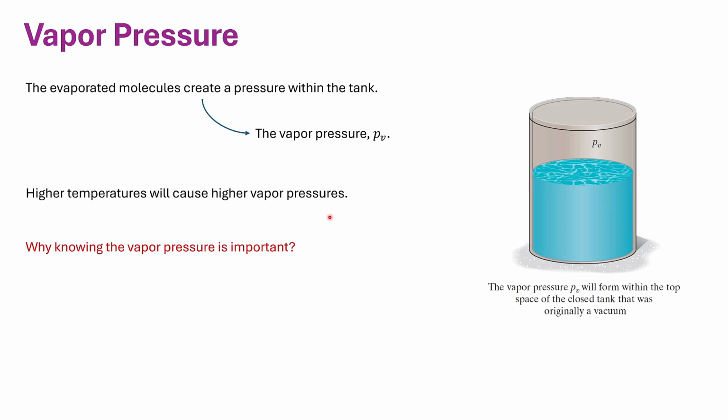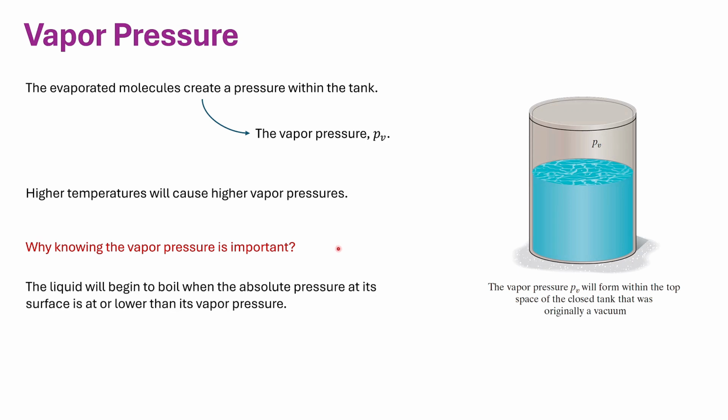So one question here: why is knowing the vapor pressure important? What do you think the answer is? The reason is that the liquid will begin to boil when the absolute pressure at its surface is at or lower than its vapor pressure.